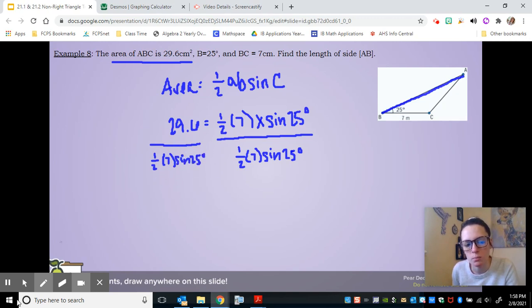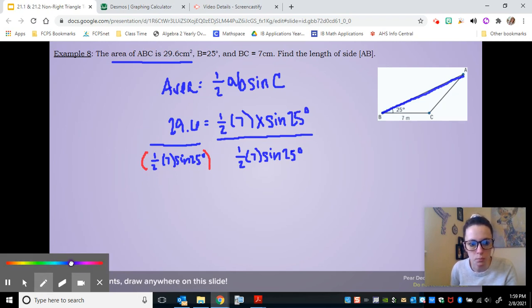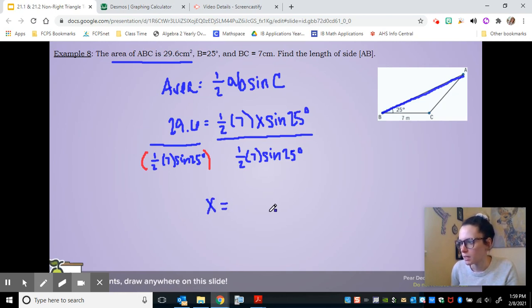If you're doing this all in one step, do beware that you would need parentheses around this denominator. If you're in Desmos, just make sure it's all in the denominator, or if you're in the TI, use that fraction bar just to tell your calculator that you're dividing by all of this, not just one piece of it. But if I do that, I get that the missing side is, to 3 sig figs, 20.0 meters.